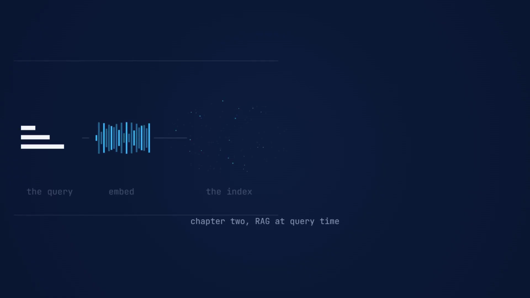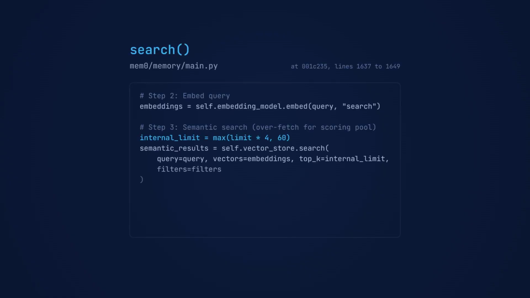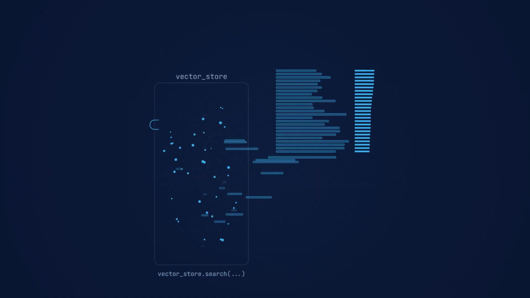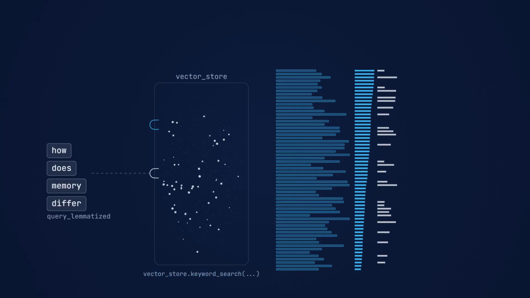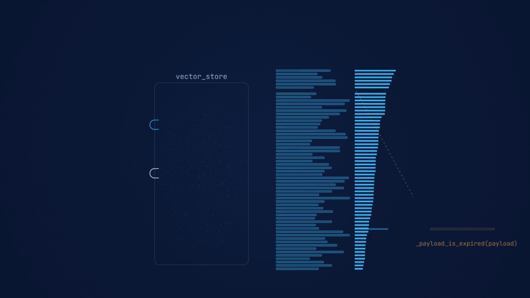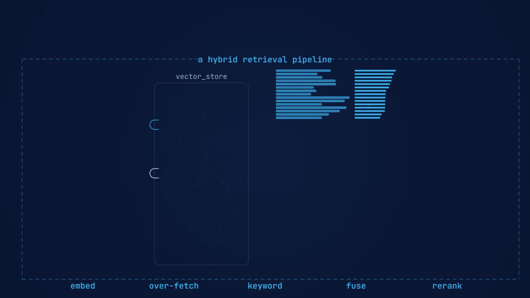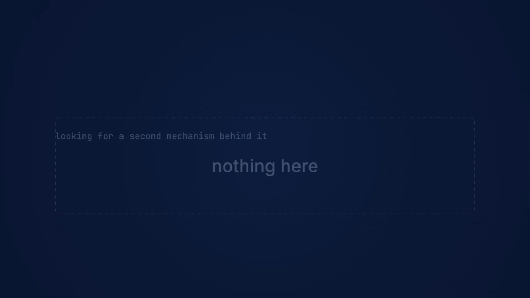Now the other side. What does a memory layer do at query time? This is Mem0's shipping search function. It embeds the query. It overfetches from the vector store 4 times the requested limit, or 60, whichever is larger. It runs a keyword search alongside. It fuses the 2 scores. It optionally reranks. Then it filters out anything expired. Embed, overfetch, keyword, fuse, rerank. That is a textbook hybrid retrieval pipeline. There is no second mechanism hiding behind it.